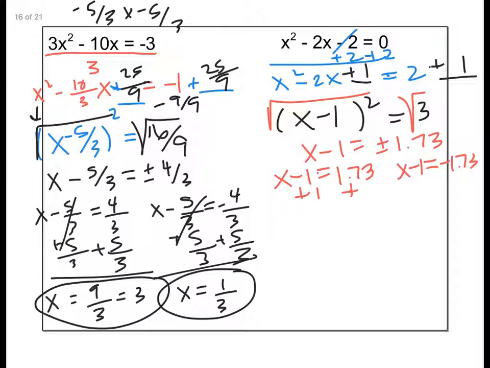Add 1 here. I get x is equal to 2.73. Add 1 on my other side. And I get x equals negative 0.73. Two solutions.